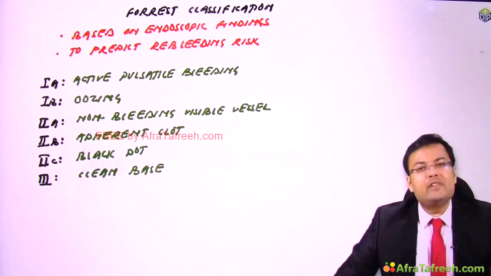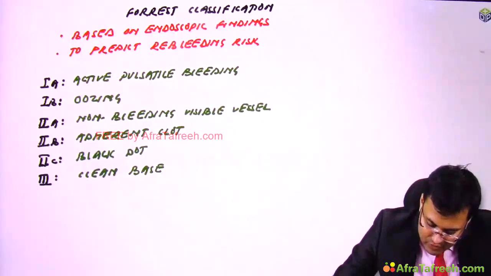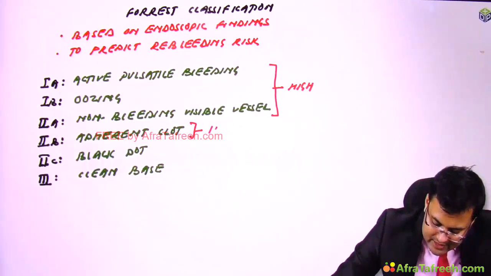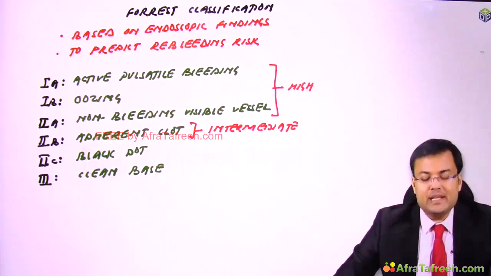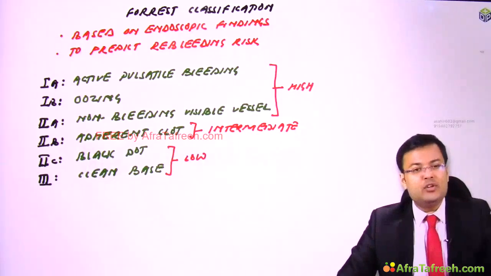Now see in which cases there is high risk of rebleeding. You can see in 1A, 1B, 2A, here there is high risk of rebleeding. After that, in 2B there is intermediate risk of rebleeding, and there is low risk of rebleeding in 2C and 3. So these are classification systems which are very, very important.